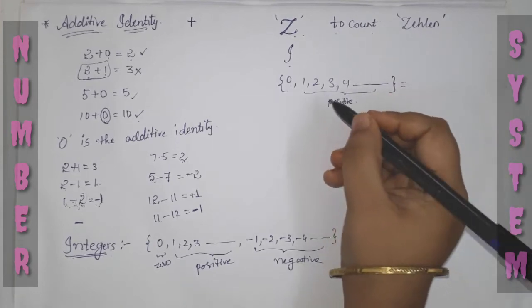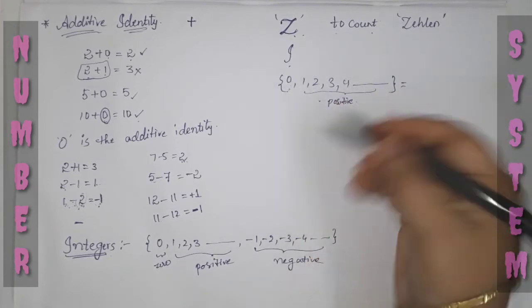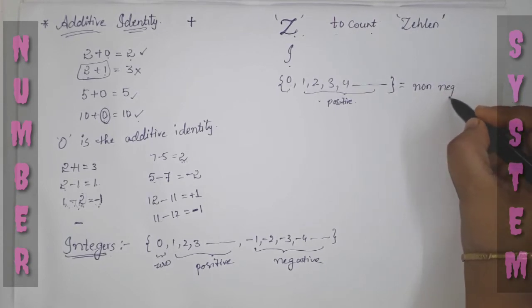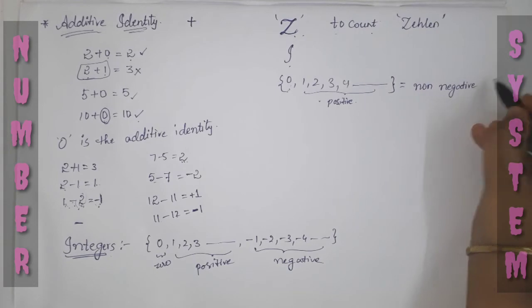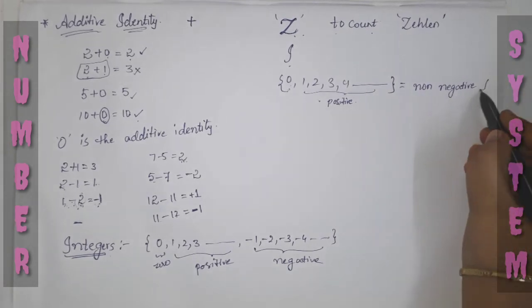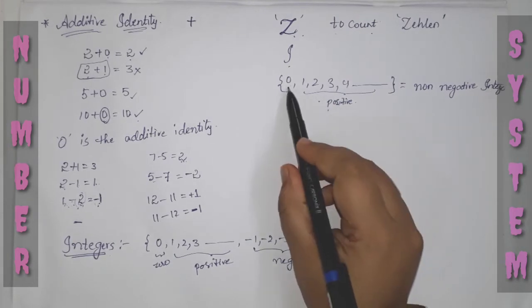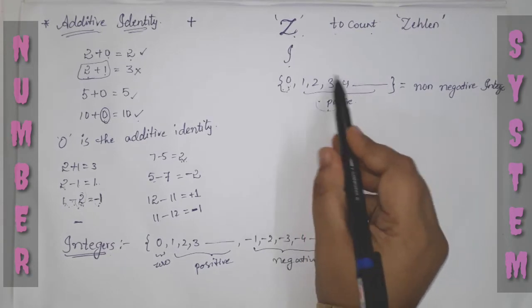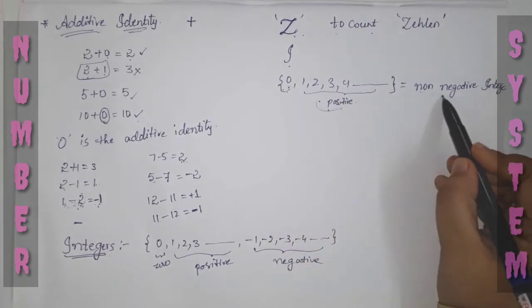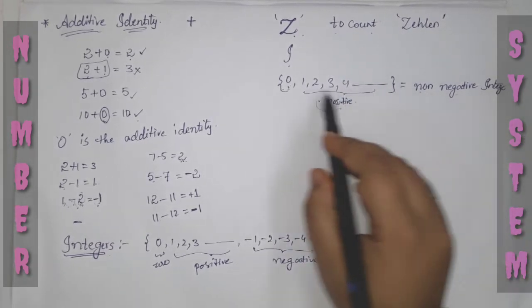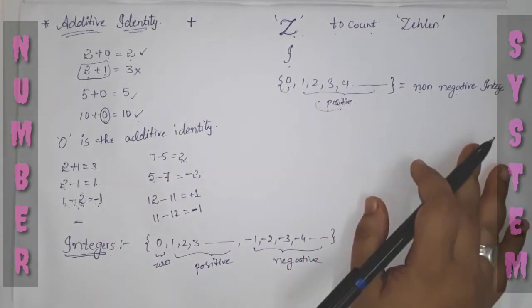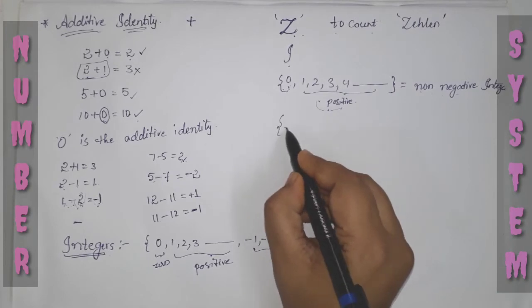Along with the positives, if you take 0, this is called non-negative integers. Here 0 is there, but we can't say it is positive or negative, because of that this is non-negative. Simply, in this I am not having any negative number.